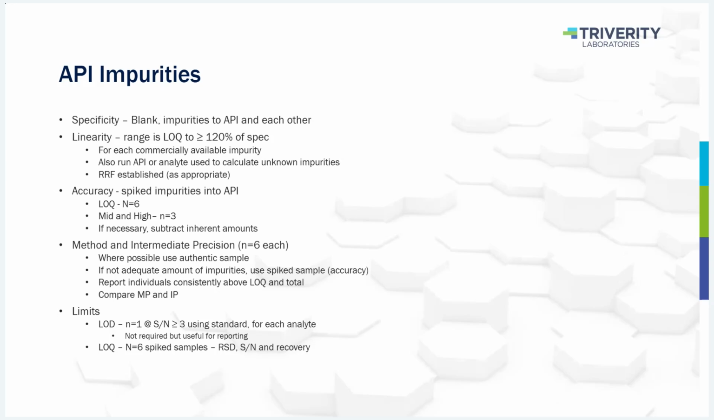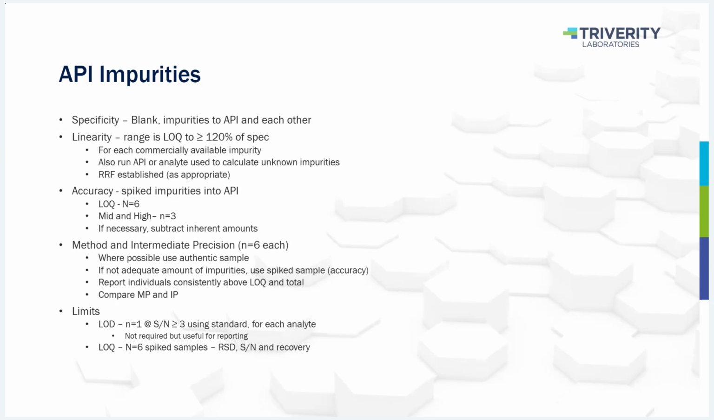API impurities. We're looking at specificity of a blank, impurities to the API and to each other. And when we're talking about impurities in relation to method validation, it doesn't matter if it's a process impurity or if it's a degradant. We're validating for analytes. We're validating impurities at low levels. So you can look at it not necessarily as an impurity method, but as a low-level analyte method, a trace level method, right? Doesn't matter if it's a degradant, doesn't matter if it is a process impurity. We're just looking at specificity. Can we separate everything out?